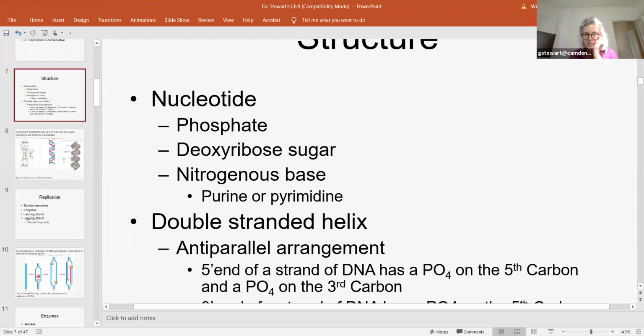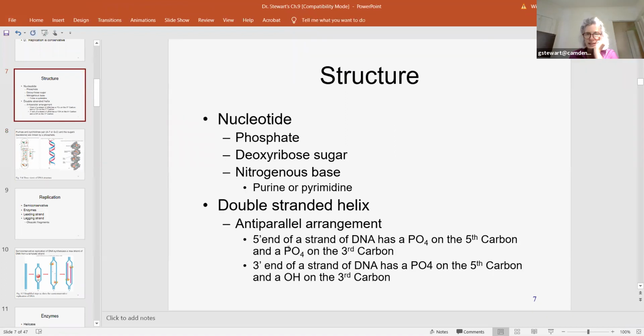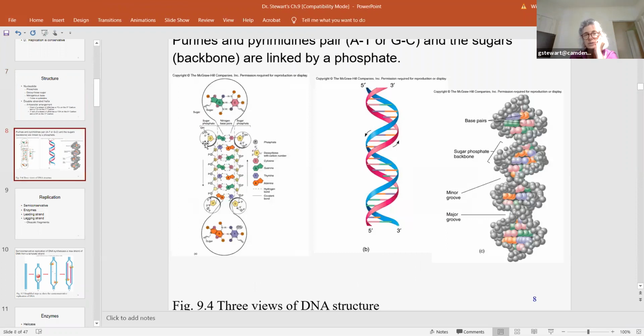All right, so I'm gonna put this back to normal size here and give you a second. I think I've typed it out correctly here. The 5' end of a strand has a phosphate on the 5th carbon and a phosphate on the 3rd. The 3' end has a phosphate on the 5th and a hydroxyl group on the 3rd carbon. And I would just remind you that the carbons are counted clockwise after the oxygen.